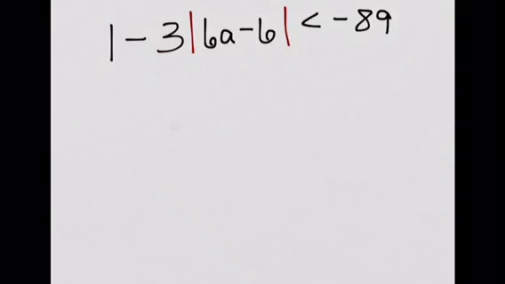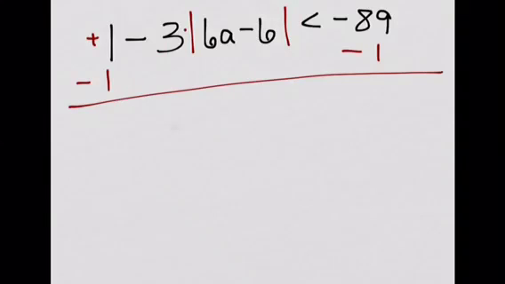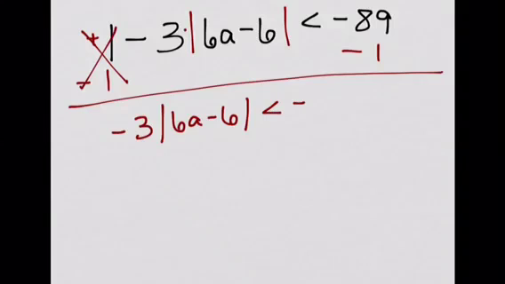So I'm going to do my order of operations backwards. The 3 is technically being multiplied by my absolute value, so I can't undo my multiplication until I've undone this adding of 1. So let's subtract 1 from both sides. Be very careful where you're subtracting from. Make sure it's on both sides and not twice on one side. That makes this become 0 and go away. So I get negative 3 times the absolute value of 6a minus 6 is less than, should be negative 90.